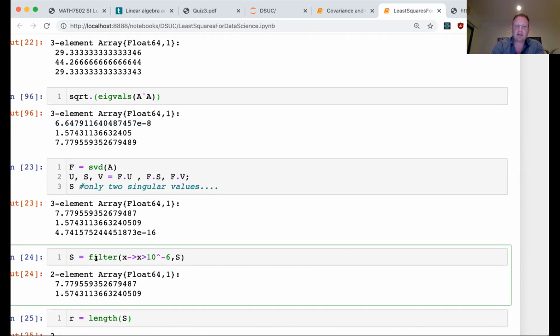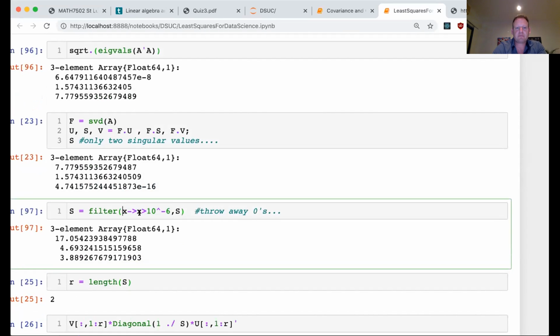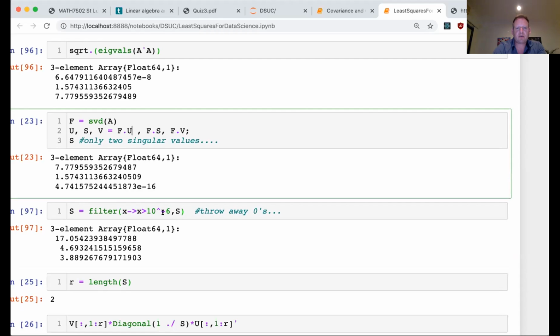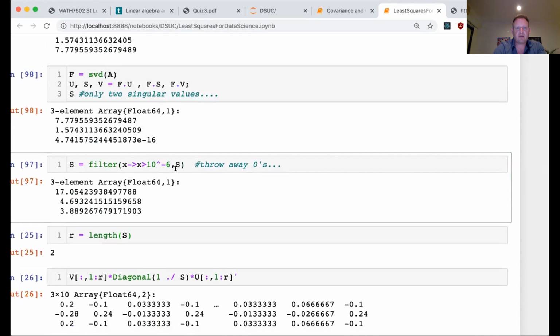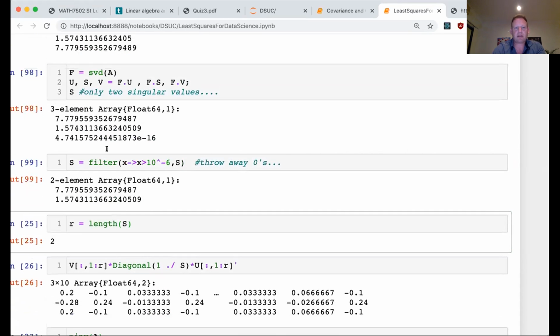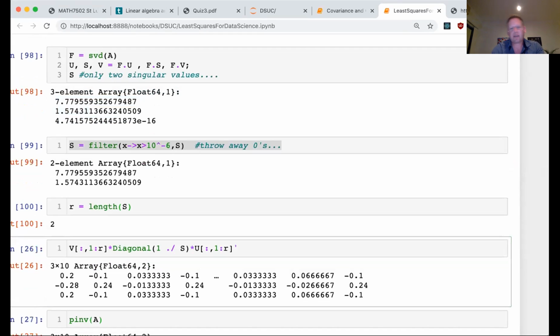So let's actually just clean S. Let's filter it, throwing away zeros or almost zeros. What we call almost zero is something that does not satisfy being greater than 10 to the minus 6. This is an anonymous function. So these are our 2 singular values. Sorry, S was this. Did I make a mistake here? One second. Okay. So these are the 2 singular values we have. There are 2 of them, and that's exactly the rank.